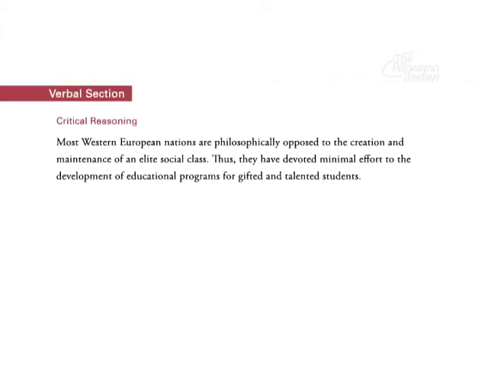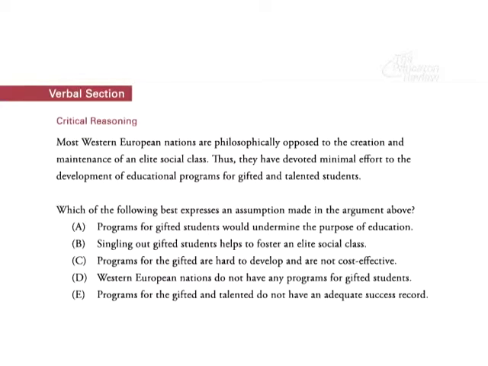Most Western European nations are philosophically opposed to the creation and maintenance of an elite social class. Thus, they have devoted minimal effort to the development of educational programs for gifted and talented students. These questions often revolve around a writer trying to persuade the reader about some issue. The first thing we want to figure out is what the question is asking. Here the question is asking us to find the assumption, which means something that fills in the gaps in the argument.